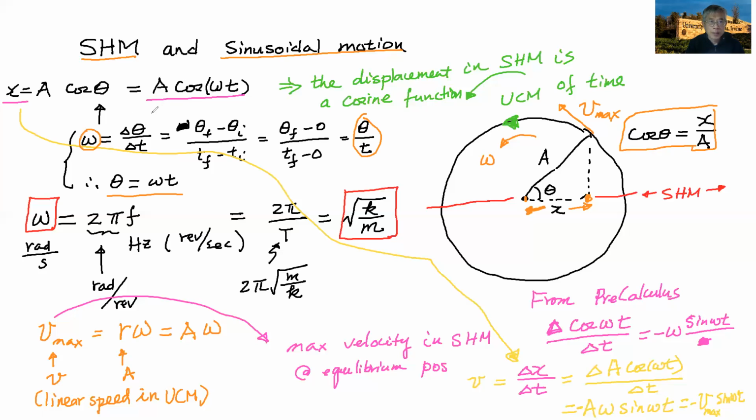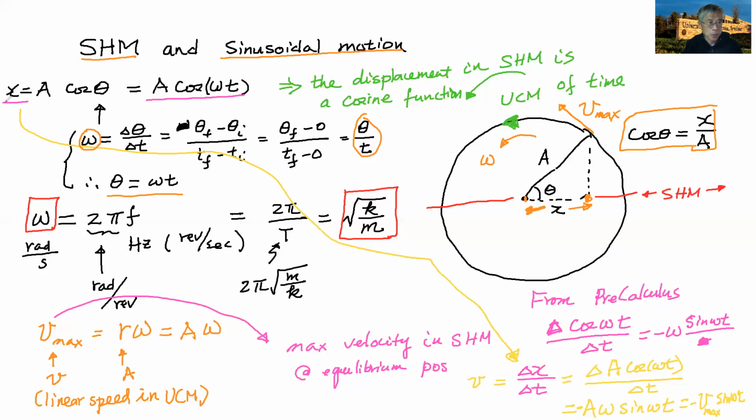If you plot this, it says that the displacement in SHM oscillates like a cosine function with time. Remember that. All right, so let's take a look at the velocity part.